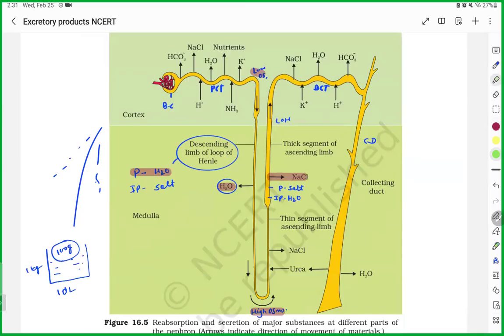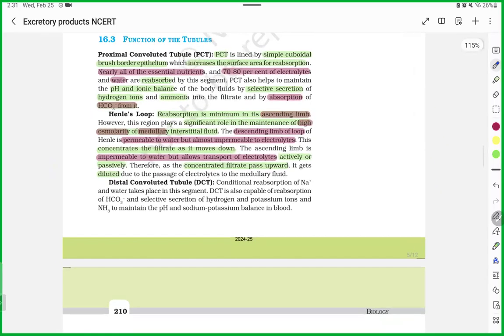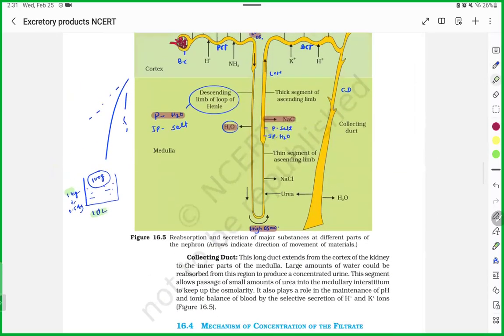Example, you had 1 kg in 10 liters. Now you reduce sugar to half a kg. Then automatically concentration will decrease. That is what is happening in the ascending limb. Salt is decreasing, so it will become diluted. And this is due to the passage of electrolytes into the medullary interstitium. What is medullary interstitium? The space around the loop of Henle is the medullary interstitium.